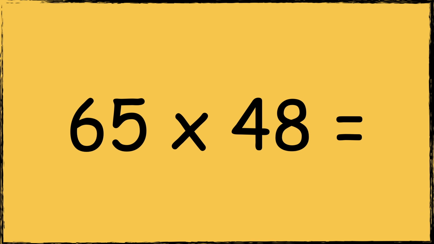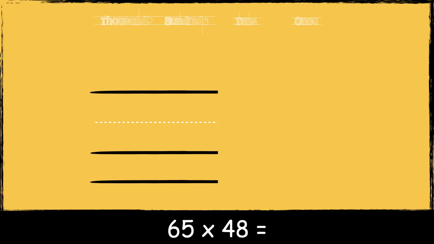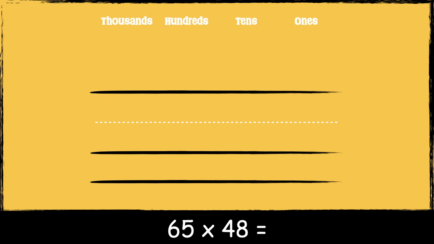Here's the last example, 65 times 48. First, we need to line the numbers up accurately. The number 65 has 5 ones and 6 tens. The number 48 has 8 ones and 4 tens. So now that we're set up, we're ready to multiply. First, we're going to multiply 8 by 5.